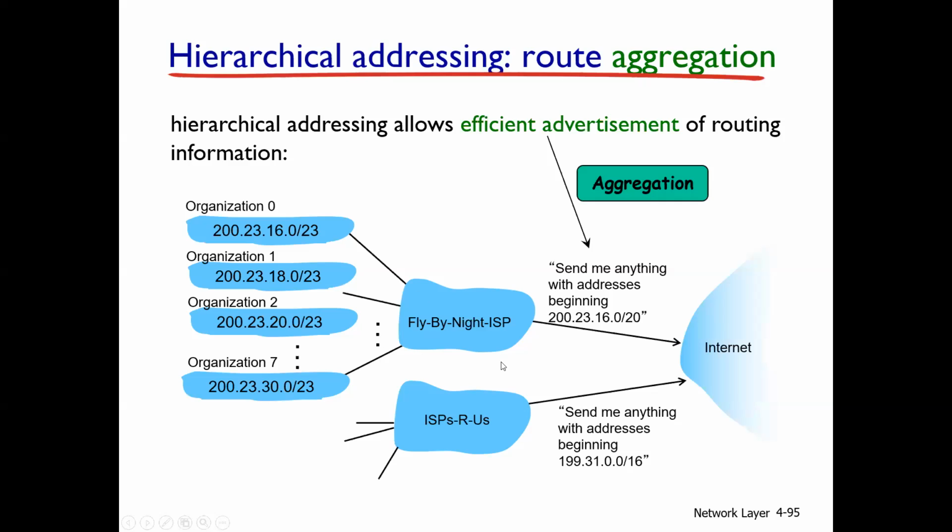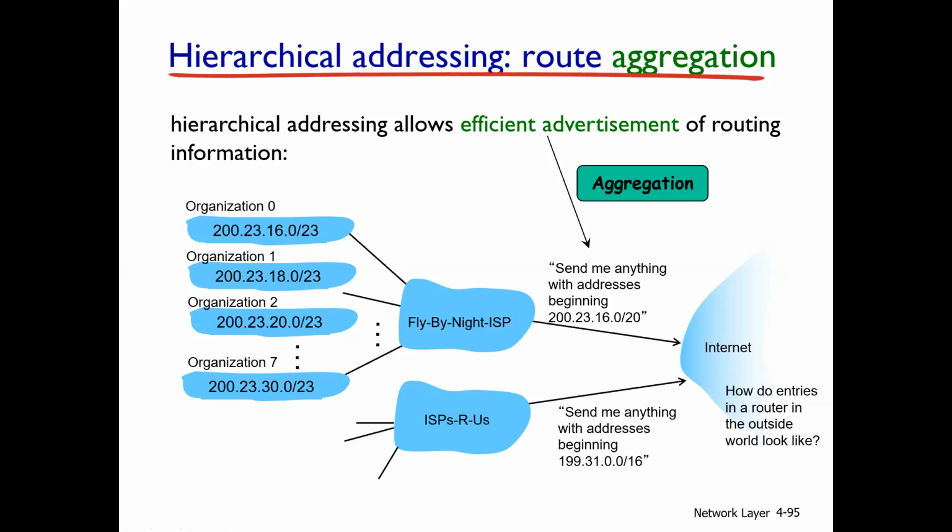So this fly-by-night ISP has this block 223.16.0/20, and what it did is it broke this up into further 8 networks of /23, 16.18.20 all the way to .30. It broke this up into these 8 different networks. You have this other ISP over here, which has 199.31.0.0/16. So this entire range, anything that starts with 199.31, belongs to this second ISP.